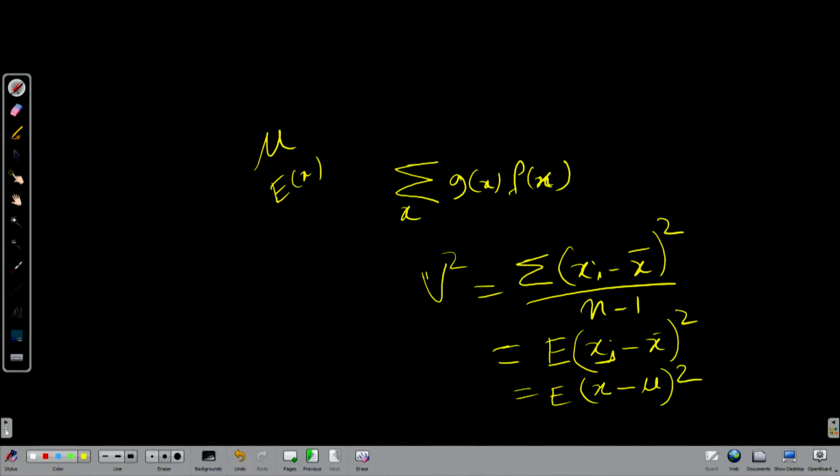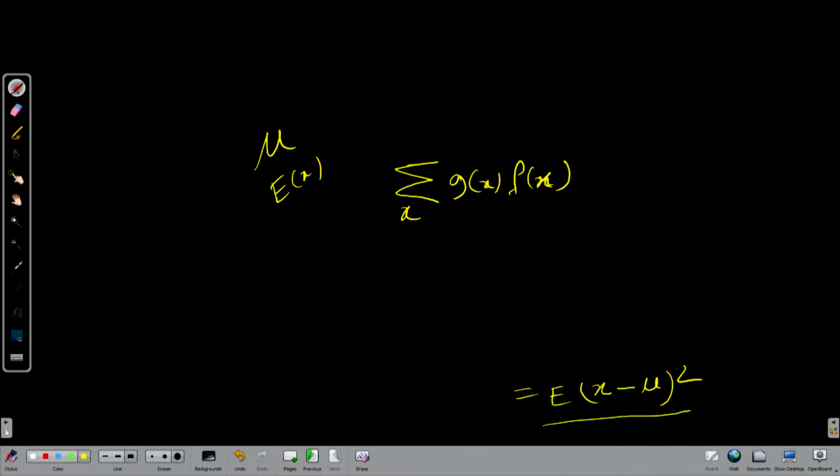So when I am interested in finding the variance of a random variable, essentially I need to find the expected value of (x minus mu) whole square. Now what is (x minus mu) whole square? It is nothing but a function of x. So how do I find the expected value of it? Just put it in this formula. What is my g(x)? g(x) is (x minus mu) whole square, times f(x).